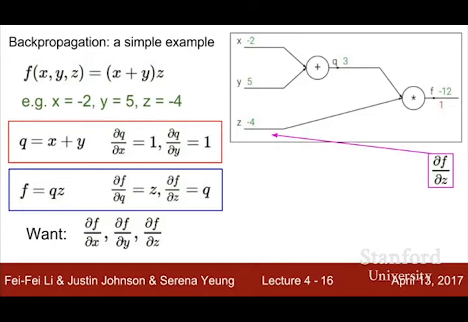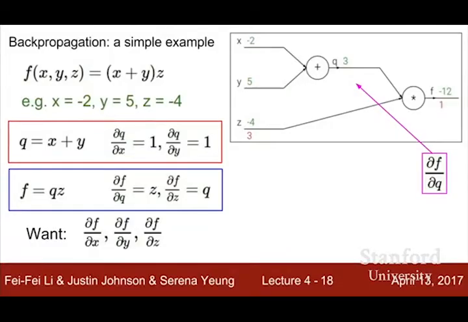Now moving backwards, we want the gradient with respect to z. We know that df over dz is equal to q. The value of q is just 3. And so we have here df over dz equals 3. Next, if we want to do df over dq, what is the value of that? Here df over dq is equal to z, and the value of z is -4. So here we have df over dq is equal to -4.